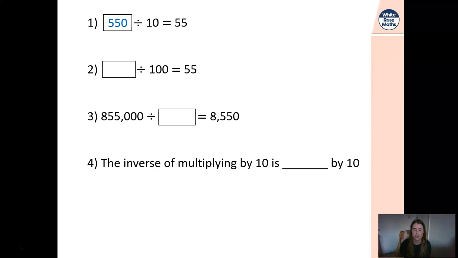Same rule applies for number 2. My number has already been divided by 100. So my smallest possible answer is already 55. So I now need to do the inverse. So let's multiply 55 by 100 and our answer is 5,500.